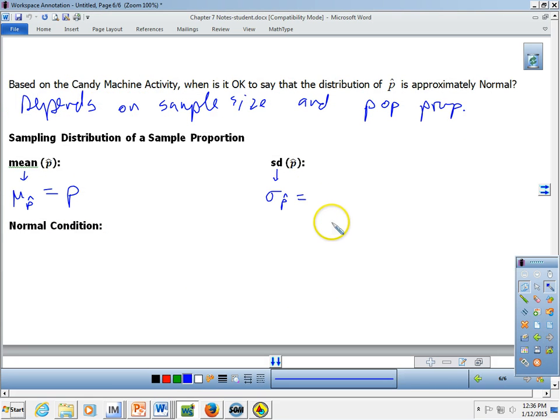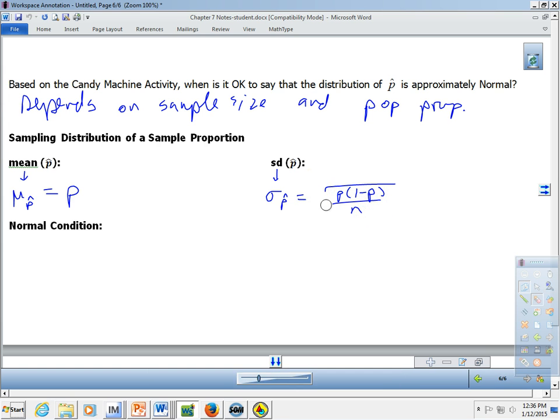And the way that it does is to find the standard deviation of the sampling distribution of p hat, we take the square root of the p, the parameter, times 1 minus p, all over the sample size n, and that denominator is inside the radical as well. Now, there's a section in the book, page 436, that walks you through where that formula comes from.